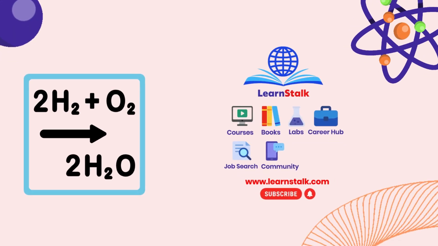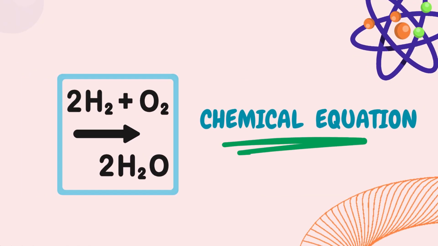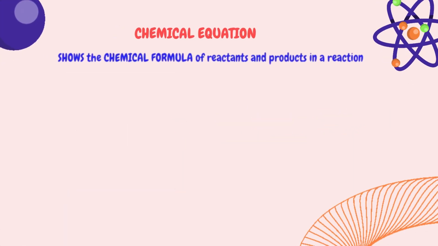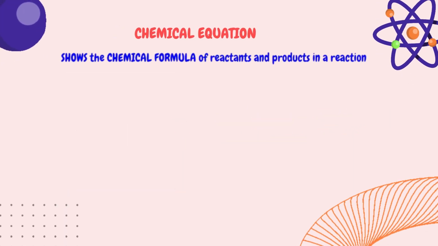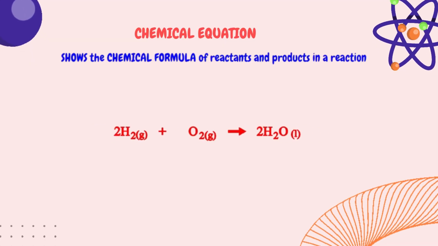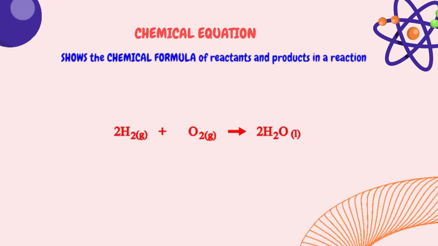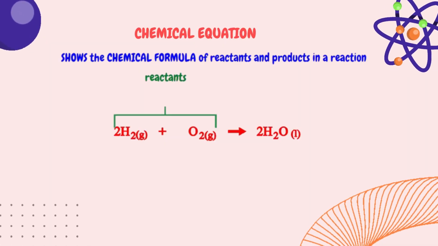What if I told you you've been reading chemical equations wrong this whole time? Let's fix that scientifically. A chemical equation shows the chemical formula of reactants and products in a reaction. For instance, this is a chemical equation for the reaction between hydrogen and oxygen to form water. A chemical equation consists of the chemical formulas of reactants and products.